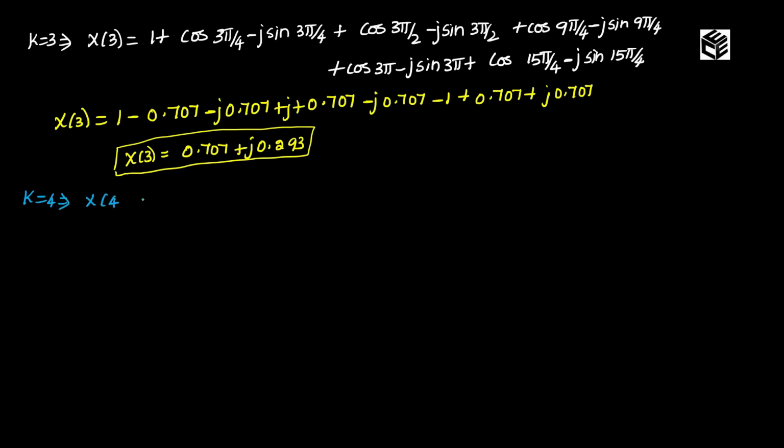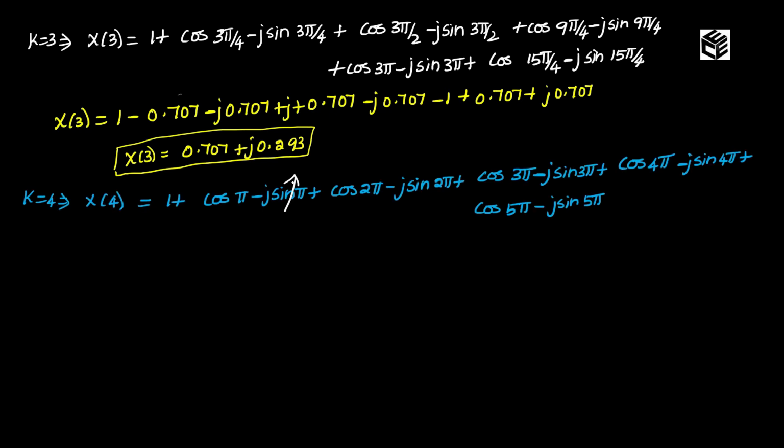Now I am going to apply the value of k as 4. So my expression will become x of 4 is equal to, let me equate the values of sin n pi to 0. 0, 0 and 0. Okay. The remaining values are 1, minus 1, plus 1, minus 1, plus 1, minus 1. So 1 minus 1, 1 minus 1, 1 minus 1. The value of x of 4 will be equal to 0.